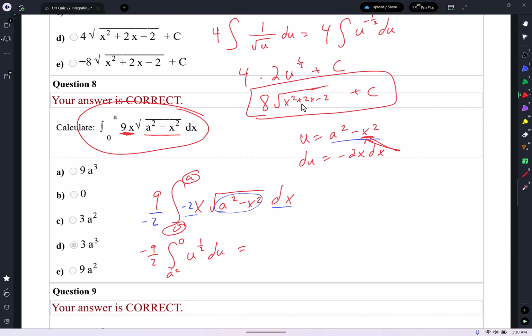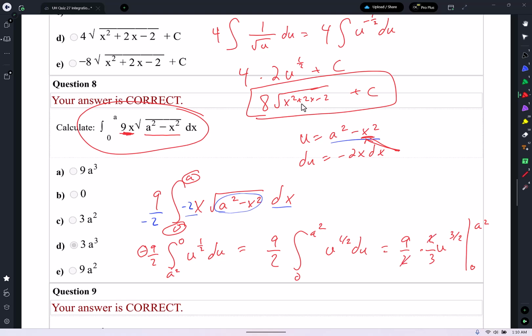This integral here is equivalent to this one, so they're the same. So I'm going to go ahead and reverse the polarities. And so that means that negative is going to turn to a positive. So 9/2 integral 0 to a squared of u to the 1/2 du. All right, here we go. So 9/2 times, I'm going to add 1 to that half, so u to the 3/2, divided by 3/2, which is the same thing as multiplying by 2/3, evaluated from 0 to a squared.